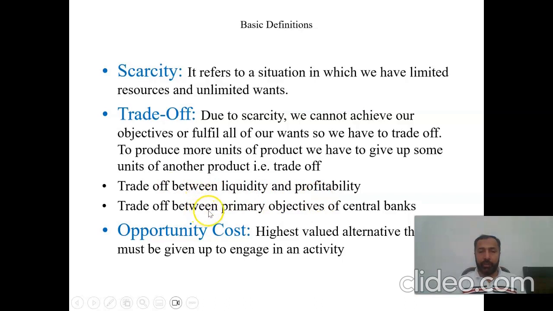Another example from the field of economics is that there is a trade-off between primary objectives of central banks. The central bank of any country, like the State Bank of Pakistan in our case, has three objectives. Objective number one is to control inflation. Objective number two is to boost economic growth in the country, and objective number three is to increase employment in the country. Now, to achieve these objectives, central banks make monetary policies.